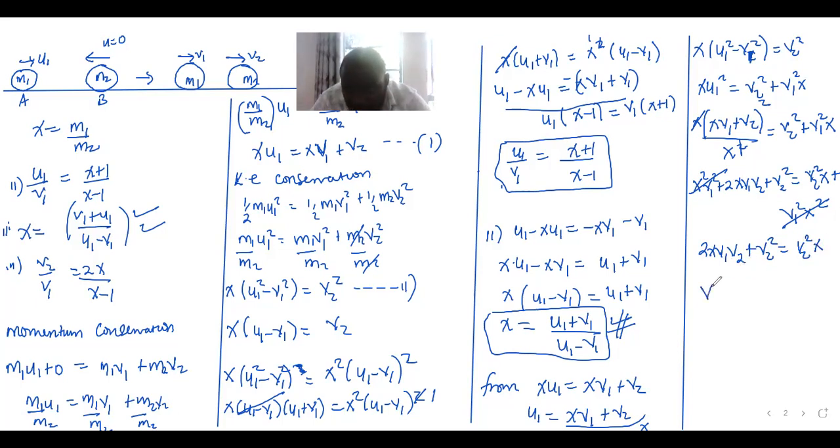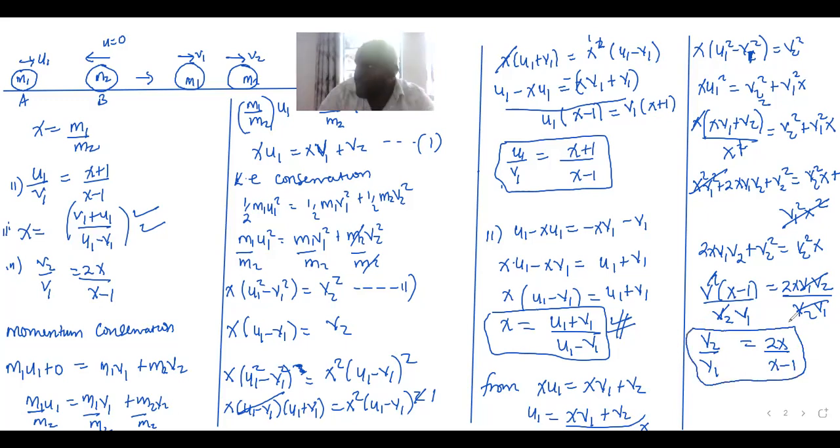I collect the V2 squared together into X minus 1 is equal to X V1 V2, so V2 over V1. This is the proof.